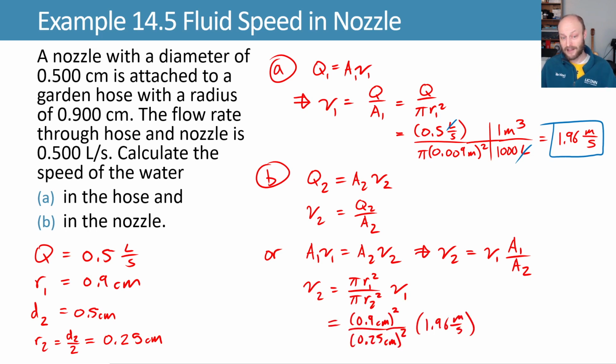With numbers in there, it looks like this. The pi is canceled, and we get a final average linear speed of flow of 25.5 meters per second. That is indeed a lot faster than it was in the hose, which makes sense. You narrow the aperture, so you get faster linear speed of flow, and you can shoot your water farther with your nozzle.